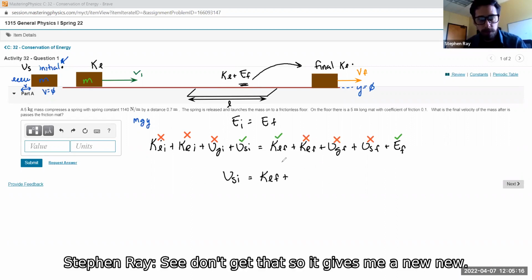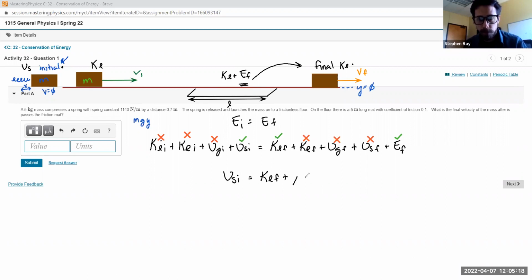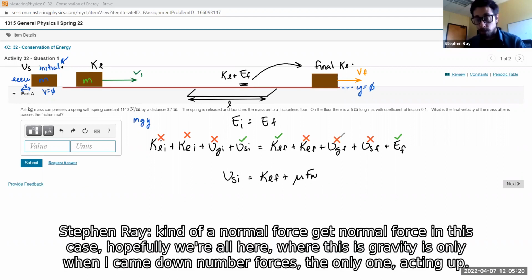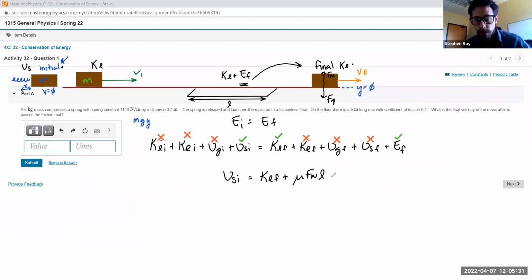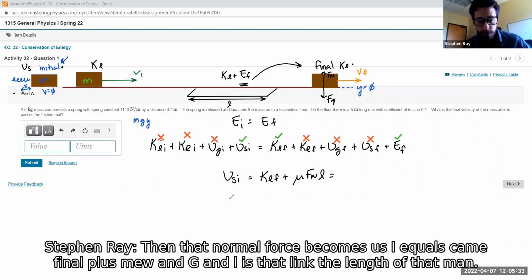It gives me a mu times my normal force. The normal force in this case, hopefully we're all here, if gravity is the only one acting down and normal force is the only one acting up, then that normal force becomes mg. So U_s_i equals K_final plus mu mg L, and L is the length of that mat.